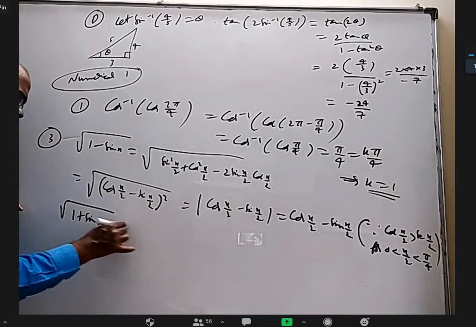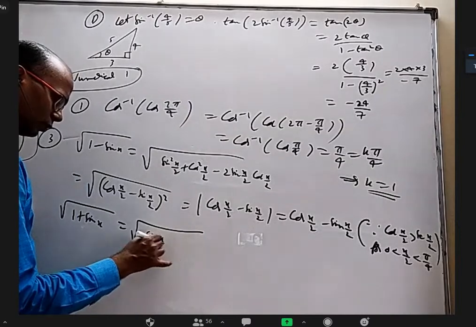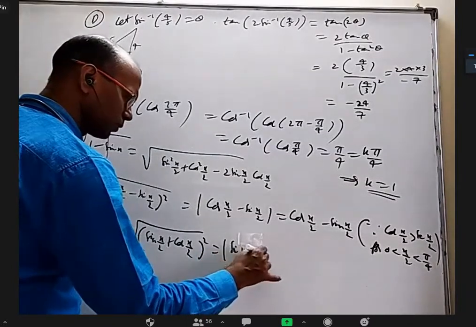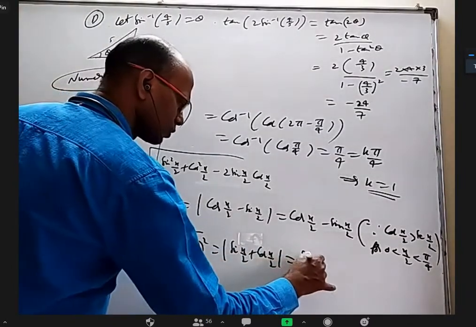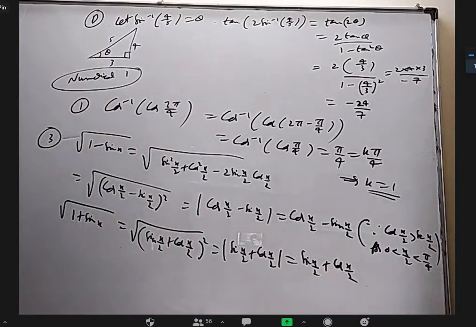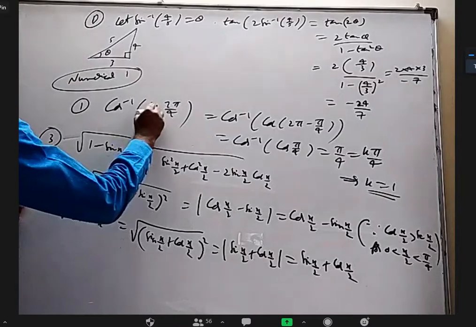Root over 1 plus sin x, in the same way, it will be sin x by 2 plus cos x by 2 whole square, which is mod sin x by 2 plus cos x by 2, which is sin x by 2 plus cos x by 2 itself. Okay, don't just copy, look at the question and see what it is that we have done.